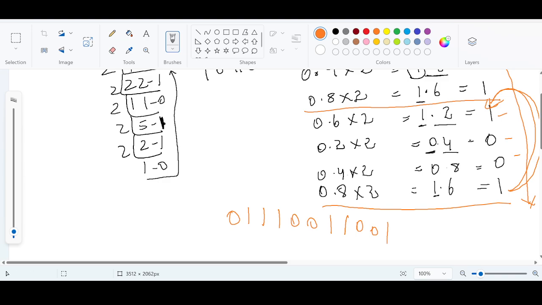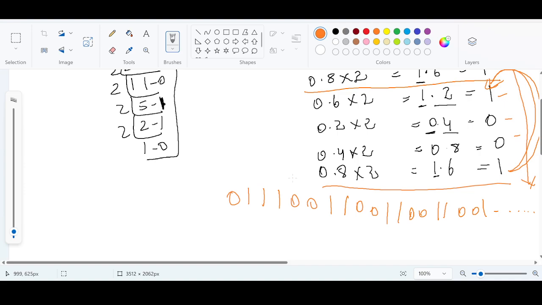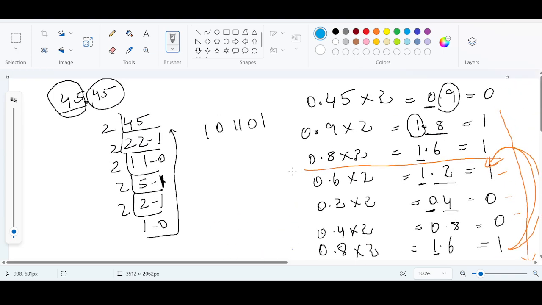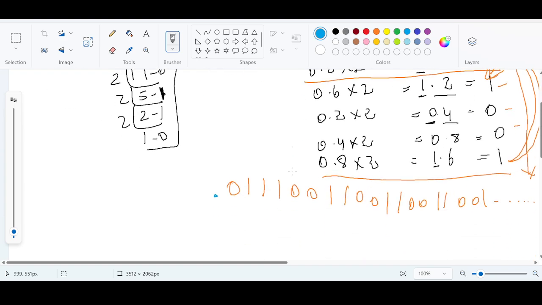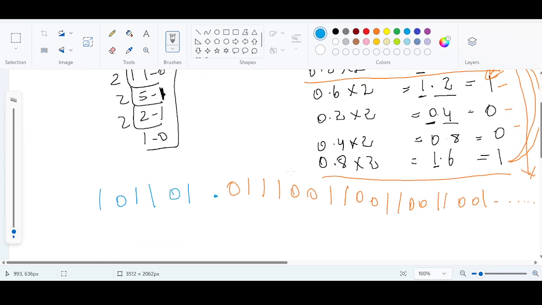1 0 1, and again 1 0 1. It keeps going like that. Okay, so this is the fractional part. Just use a decimal dot here. And what is the equivalent binary number for the integer part? 1 0 1 1 0 1. Okay, you have the integer part as well as the fractional part.